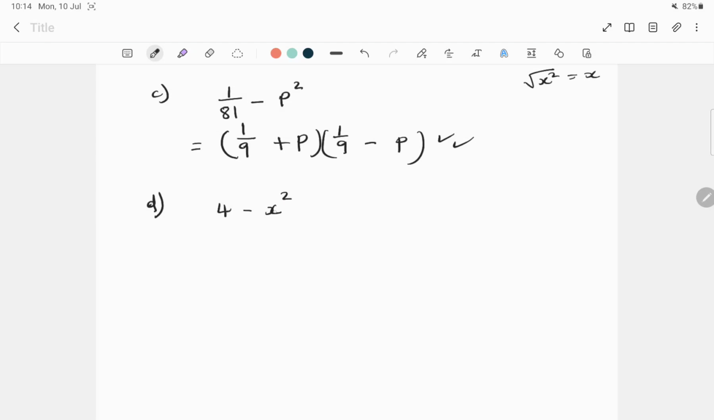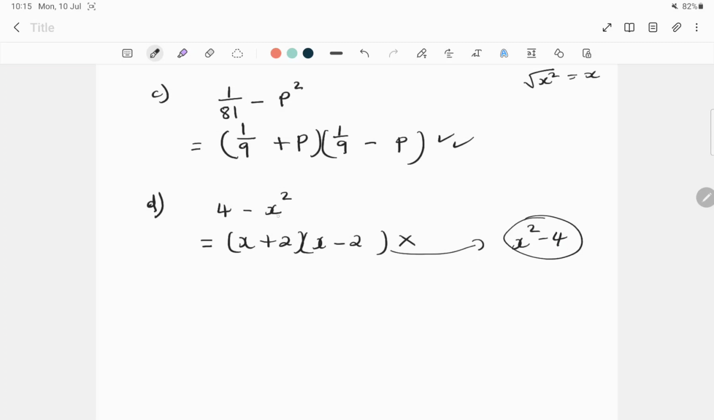Guys, it's 4 minus x squared. You are not going to open two brackets and write x, the square root of 4 is 2, plus minus. No, you are not going to say that. This is for x squared minus 4.